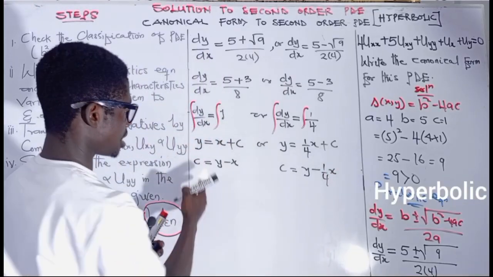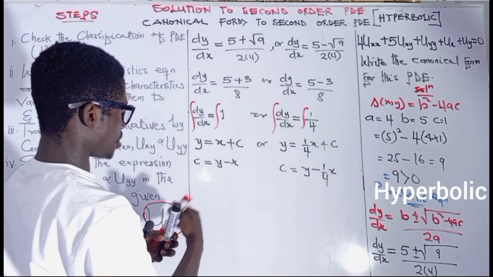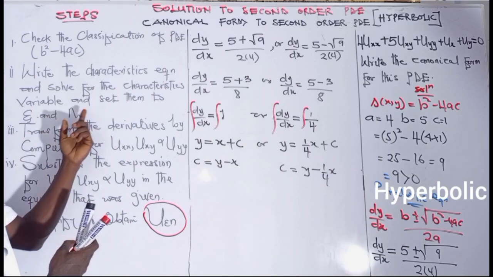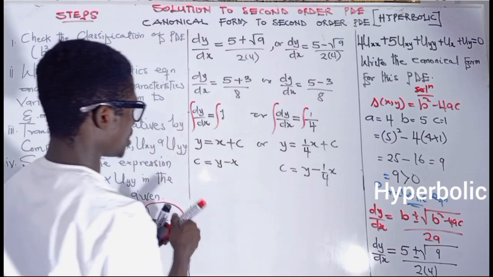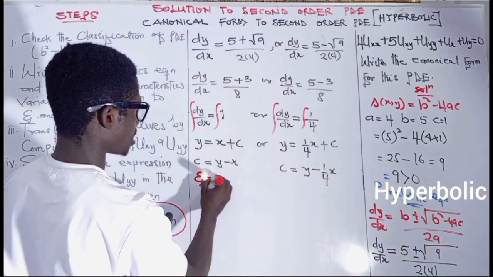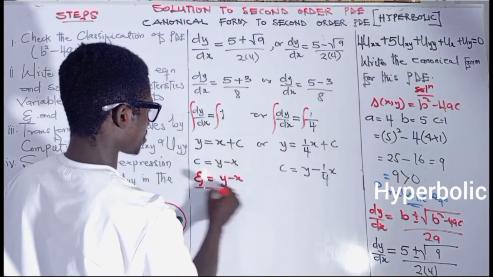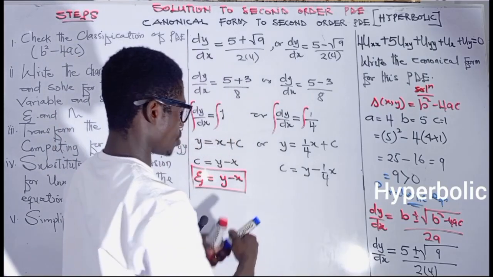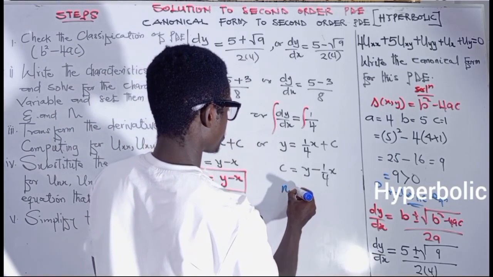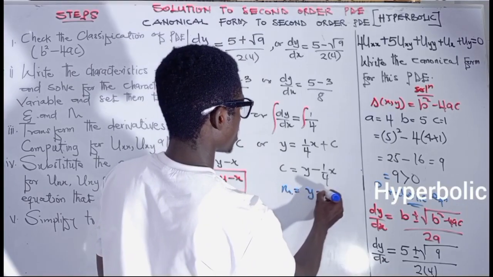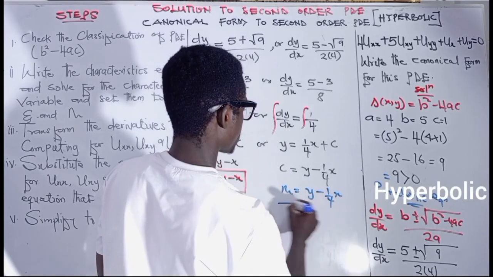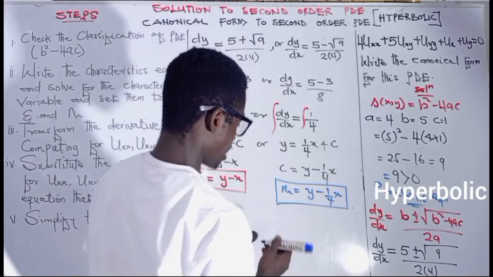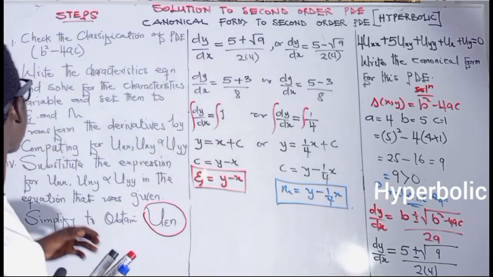So once we have this, we set this one to xi. Because the second step says to set them to xi and then eta. So we are going to set this one to xi. We have y minus x. Then we set this one to what? Eta. So we are going to have y minus 1 over 4x. So we are done with the second step.